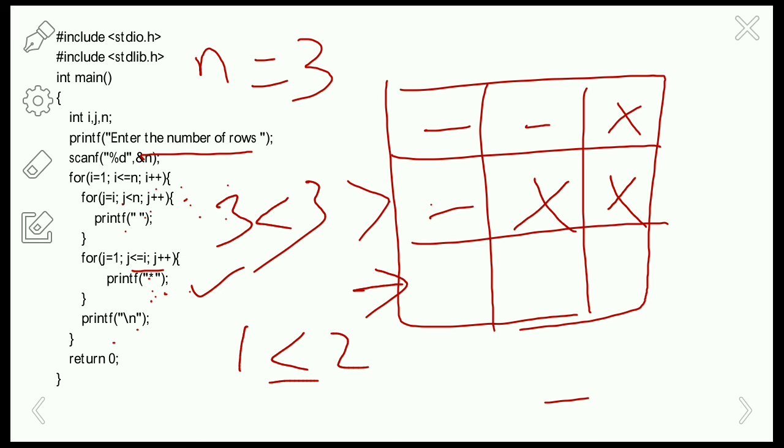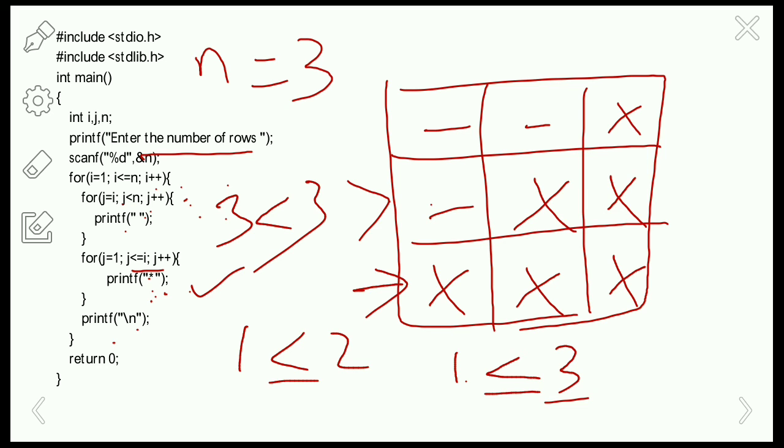So j equals to 1, 1 less than or equals to 3, right? The i value is 3 now. So 1 less than or equals to 3, which is true, right? So it is going to print 1 to 3. That is 3 stars it will print for this iteration of the for loop. So 3 stars will get printed here.